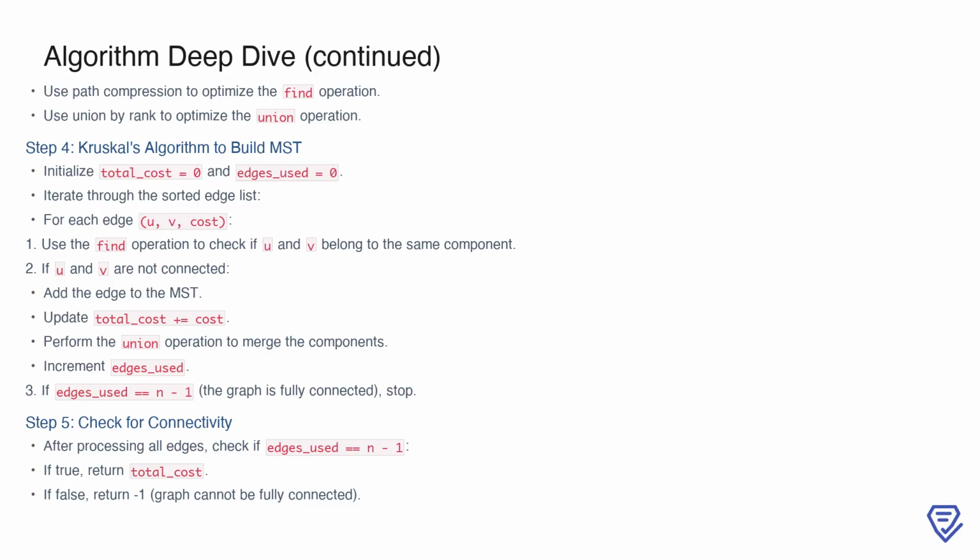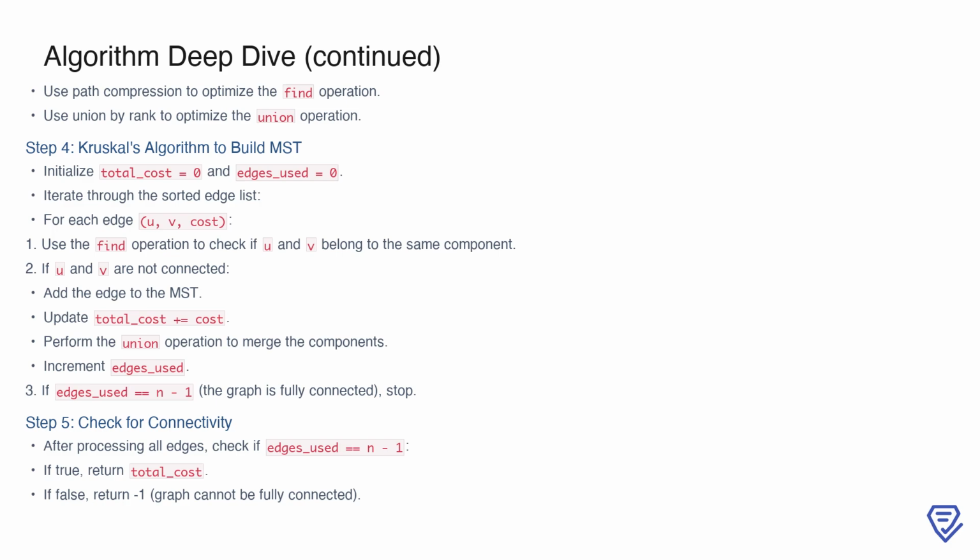Path compression ensures that the find operation, which determines the root of a node, is extremely fast by flattening the structure of the tree over time. Union by rank, on the other hand, ensures that when two components are merged, the smaller tree is always attached under the root of the larger tree. This keeps the structure balanced and efficient.